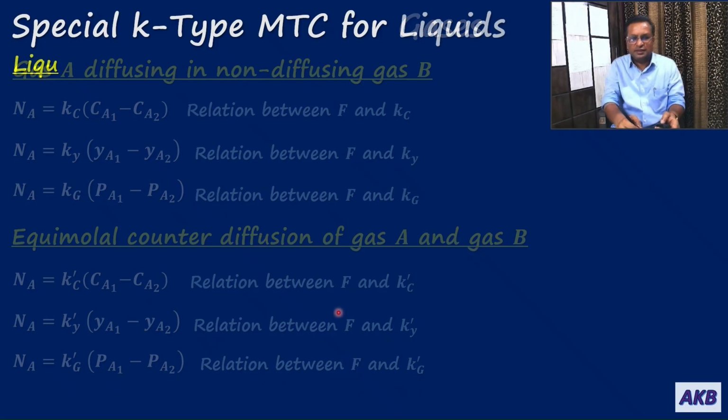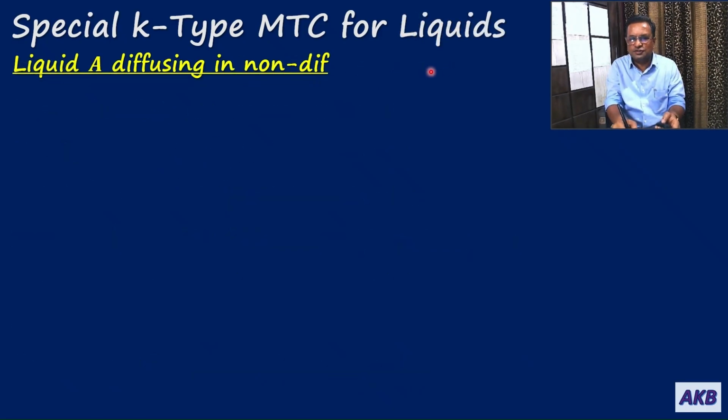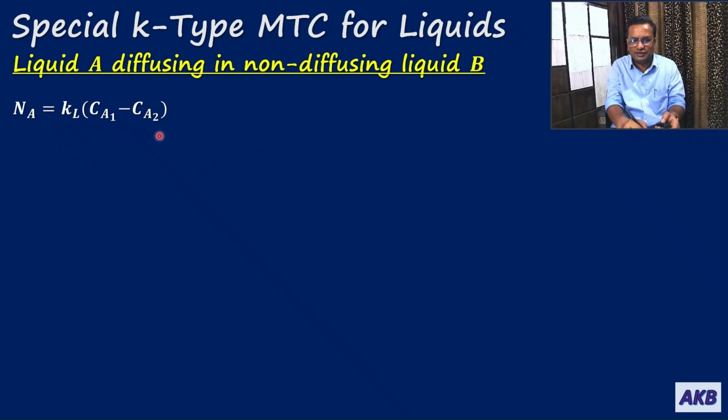Let us move on. Then special K-type mass transfer coefficients for liquids. So for the case of liquid A diffusing in non-diffusing liquid B, you have Na is equal to Kl into Ca1 minus Ca2. So Kl is defined for liquid A diffusing in non-diffusing liquid B when the concentration gradient is in terms of molar concentration difference. Similarly, you have Na is equal to Kx into Xa1 minus Xa2, mole fraction difference.